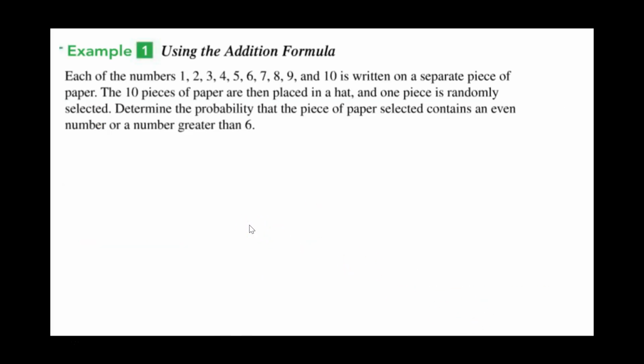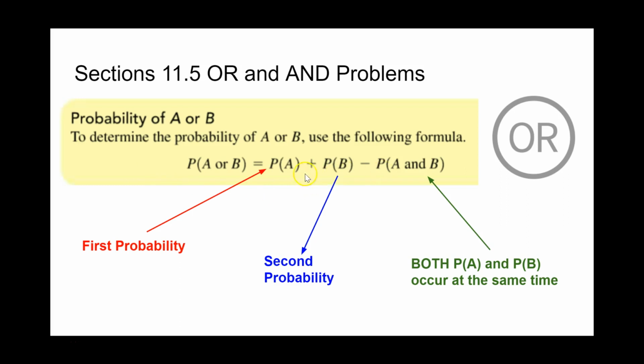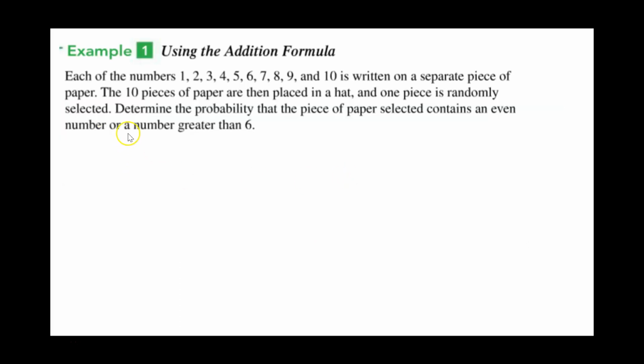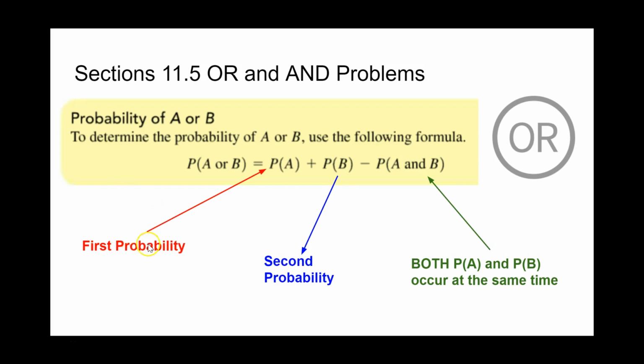So for example, each of the numbers 1 through 10 is written on a separate sheet of paper. The 10 pieces of paper are then placed into a hat, and one piece is randomly selected. Determine the probability that the piece of paper contains an even number or, so here's the "or" that we're looking for. The key word for us, "or," tells us we're going to use this formula here. A number greater than 6.